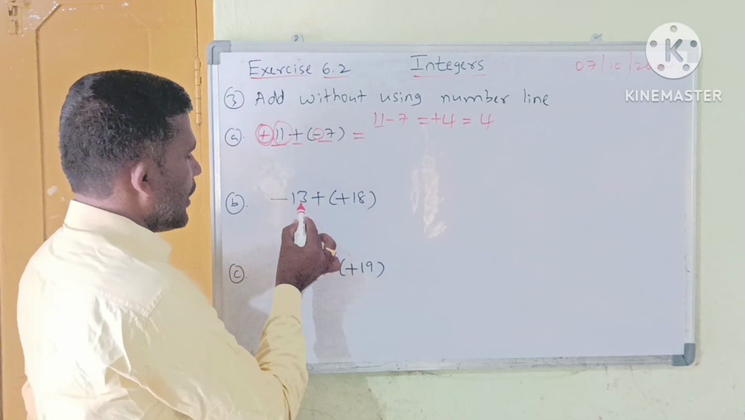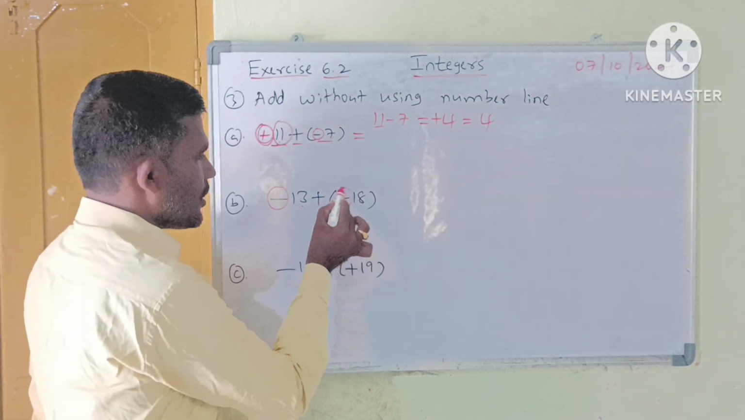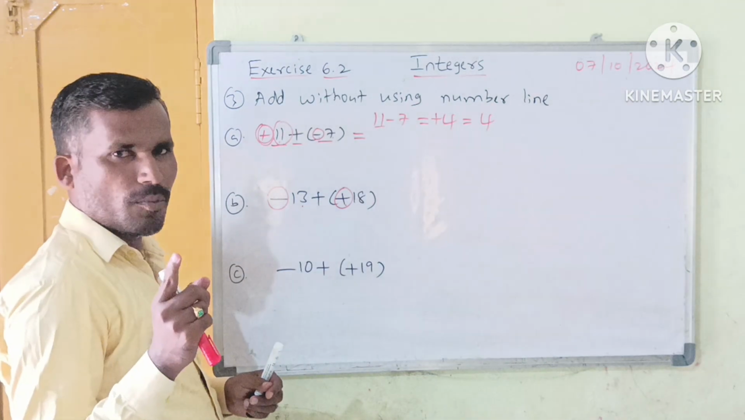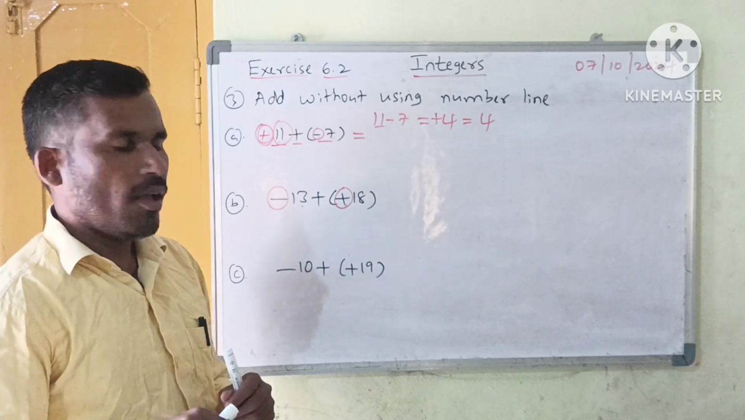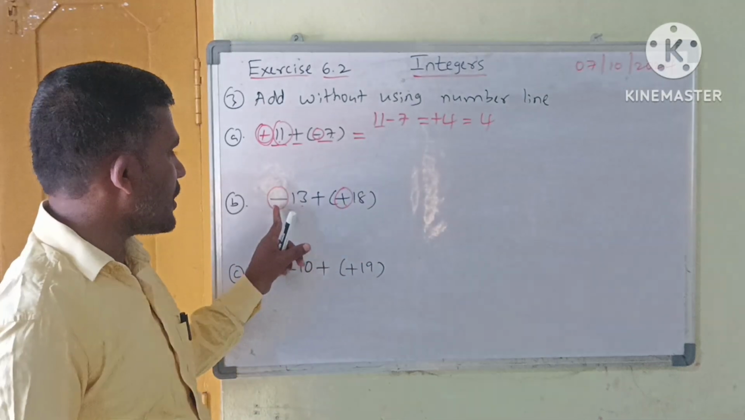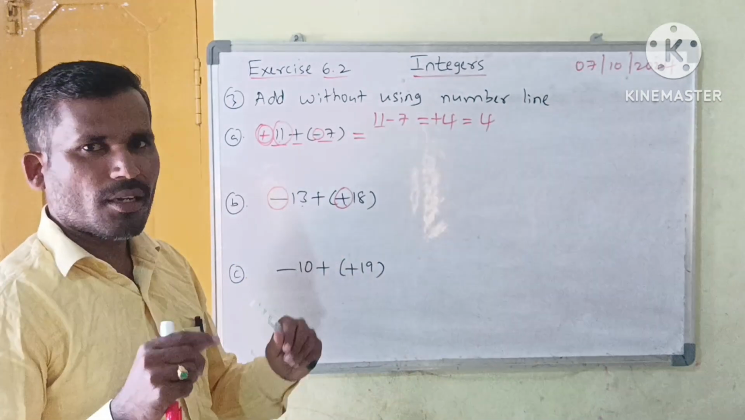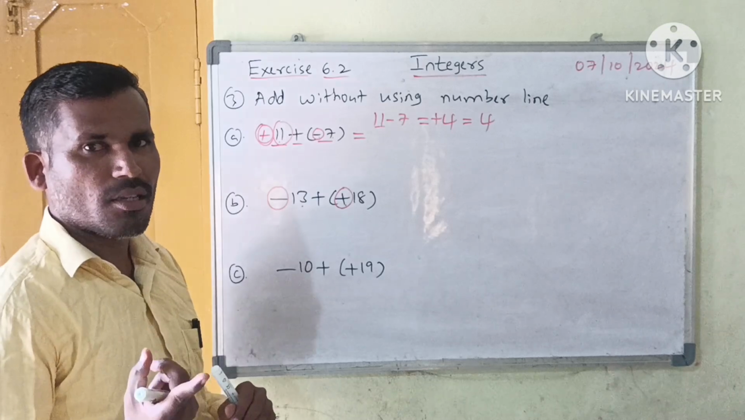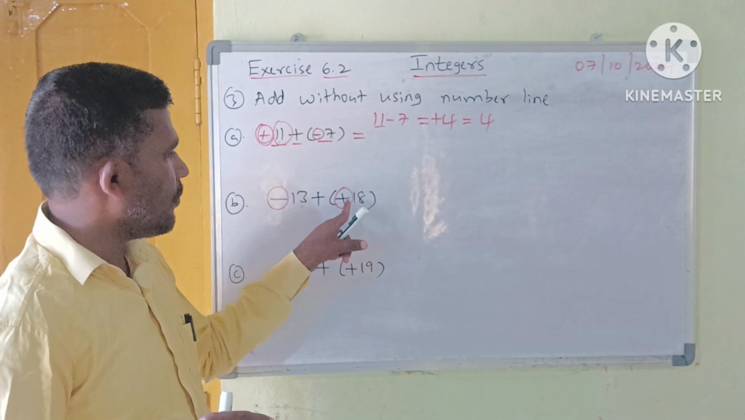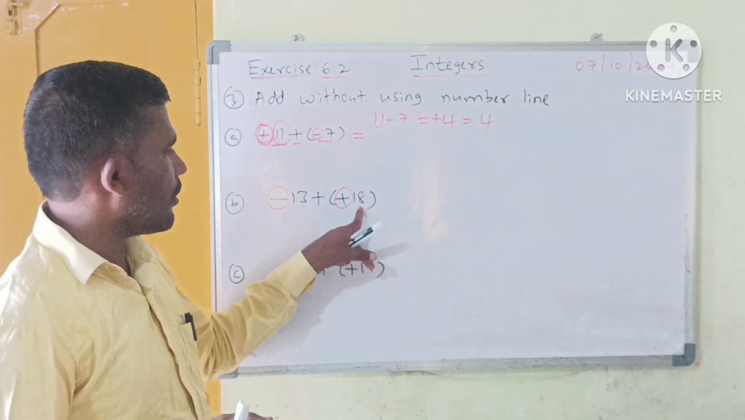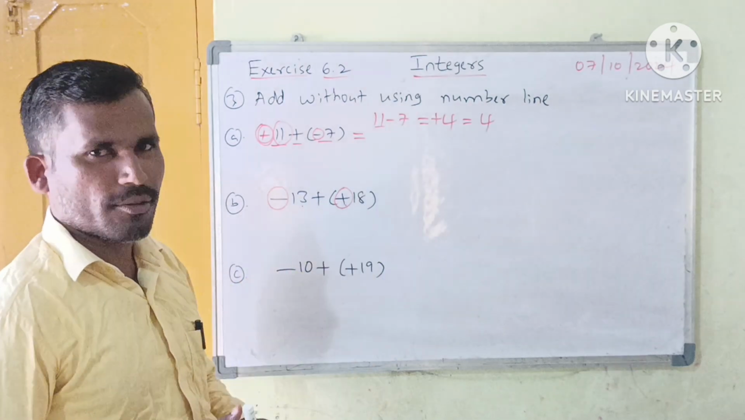Next, minus 13 plus 18. Here minus, here plus. Only one thing you have to remember: when you have the same sign, just add and take the same sign. When you have different signs like plus, minus, or minus, plus, you have to subtract the two integers. After that, whichever has the bigger value, the sign given to the bigger value, that sign only you have to take.